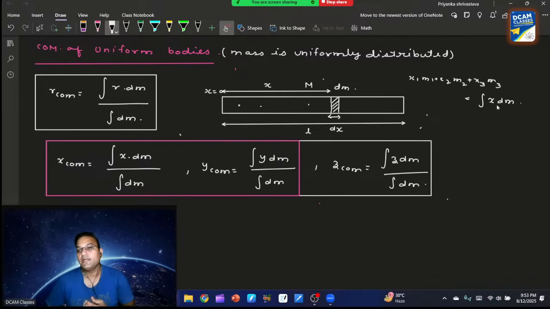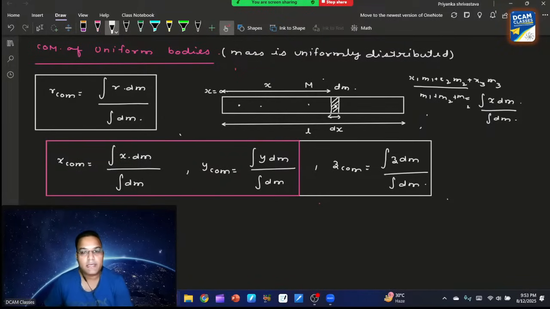The meaning of integral x dm is this only: summation of mass and its distance, divided by total mass. We do m1 plus m2 plus m3. The meaning is actually we are dividing by total mass, dm. Integrating dm means we are summing the mass. So actually these two formulas are same only, but the way of doing them is different.